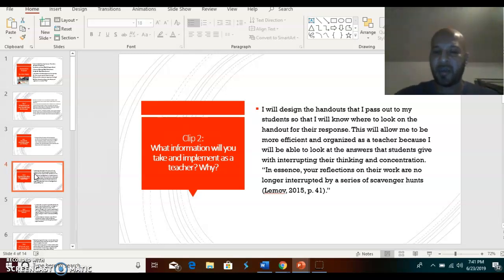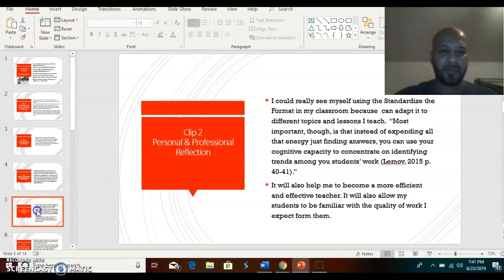In essence, your reflections on the work are no longer interrupted by a series of scavenger hunts. Personal and professional reflection: I could really see myself using the standardized format in my classroom because I can adapt it to different topics and lessons I teach. Most important, though, is that instead of expending all that energy just finding answers, you can use your cognitive capacity to concentrate on identifying trends among your students.